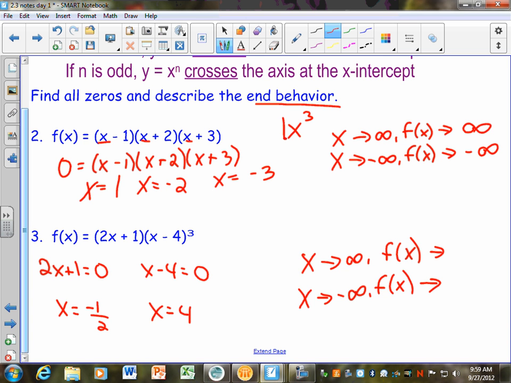Do you agree with me on my zeros there? I'm going to get negative 1/2 and 4. Now then, in behavior, again, you've got to think a little bit. We have to think about what would be my highest power of x if I multiply this all out, and what would be the number in front of it.